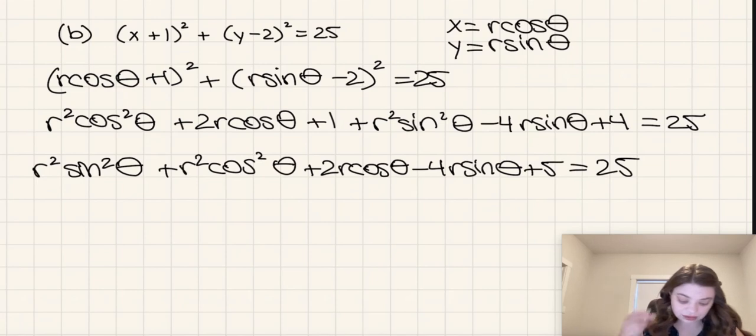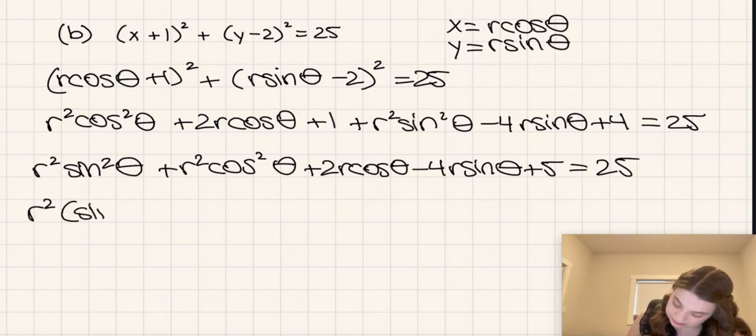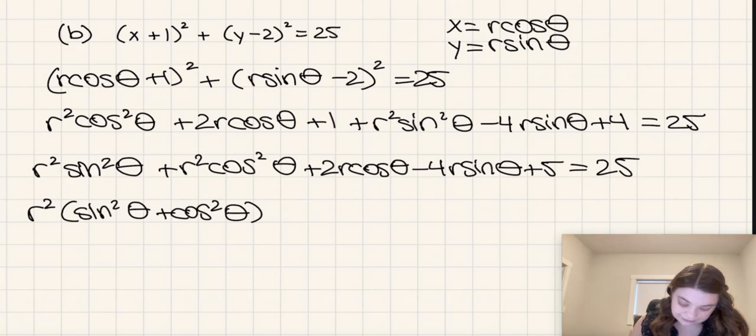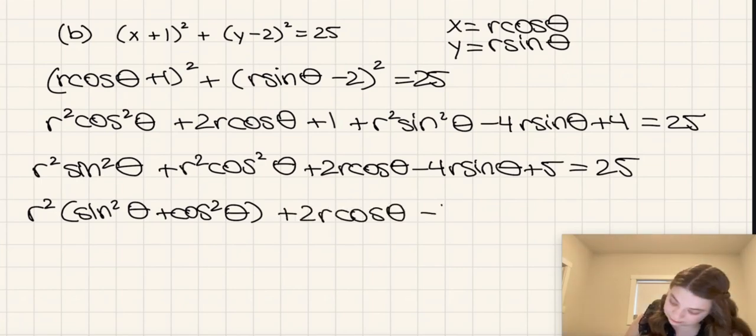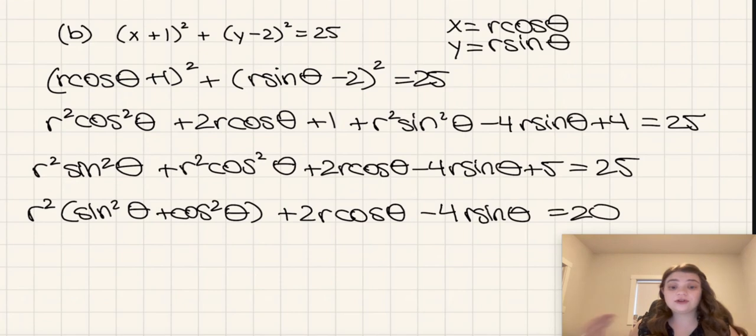Okay. Then I'm going to factor out from the first two terms r squared. So we get r squared times (sine squared theta plus cos squared theta), like that. And there we go. And then plus 2r cos theta minus 4r sine theta. And then I'll also, while we're at it, subtract 5 from both sides and we'll get equals 20.